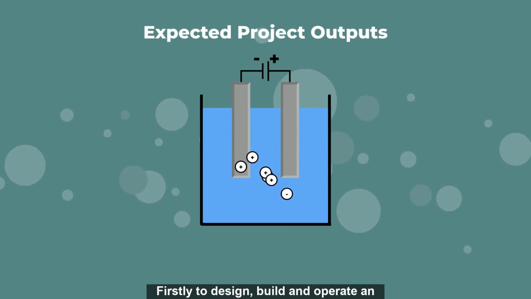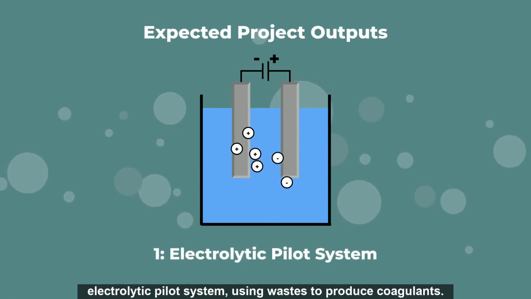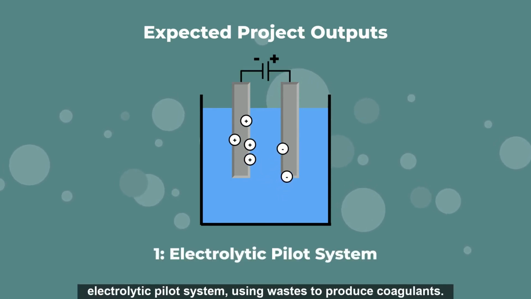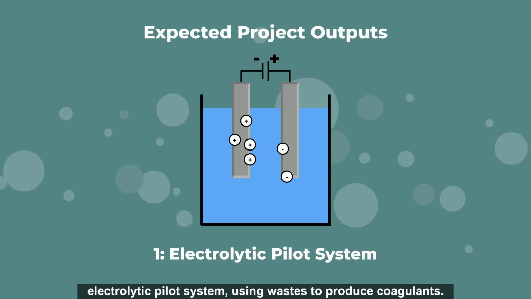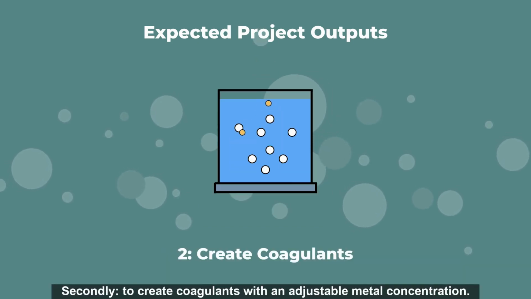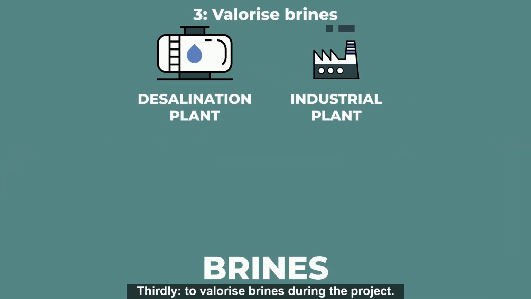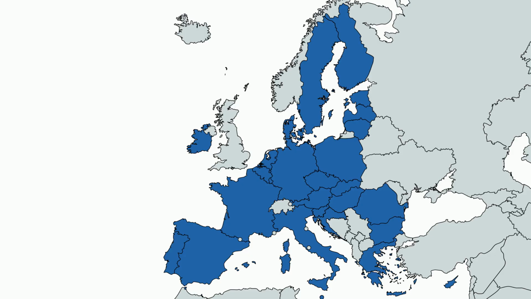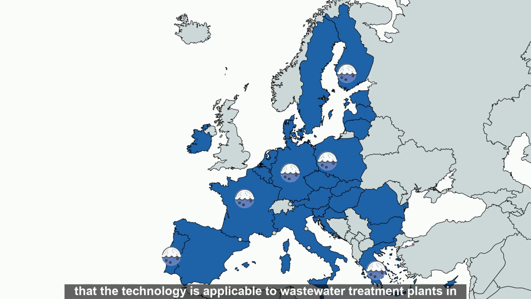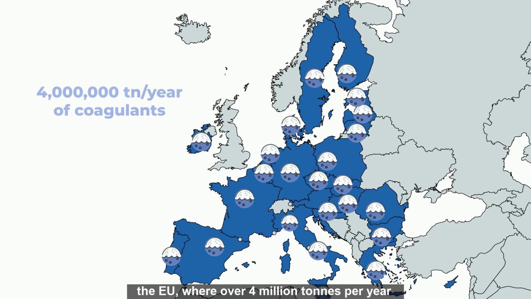Firstly, to design, build and operate an electrolytic pilot system using wastes to produce coagulants. Secondly, to create coagulants with an adjustable metal concentration. Thirdly, to valorize brines during the project. Finally, we plan to demonstrate that the technology is applicable to wastewater treatment plants in the EU, where over 4 million tonnes per year of coagulant are consumed.